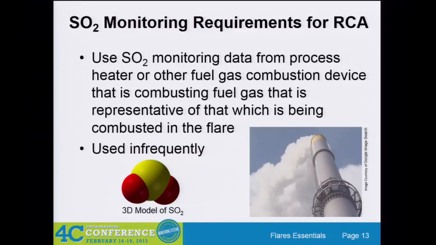So then they say you can use that SO2 SEMS on your boiler to back calculate what the sulfur concentration is in your fuel gas, and then calculate how much sulfur went to your flare. So if you have any other connections to your flare other than that one from the fuel gas network, you can't use this option. And that's where pretty much everybody said, I don't even need to think about it. So it's used very infrequently.